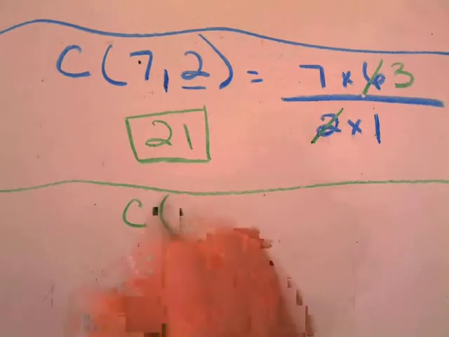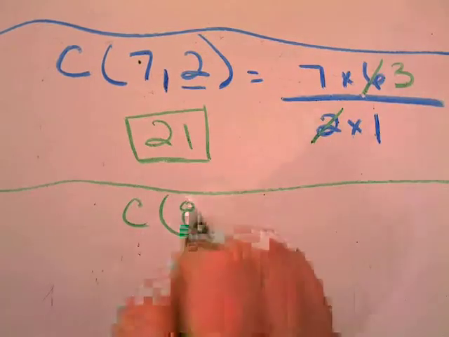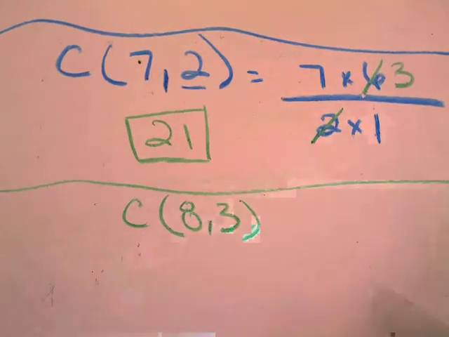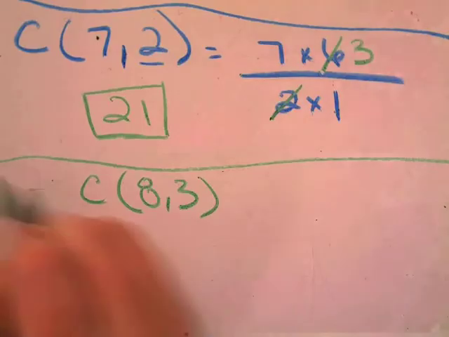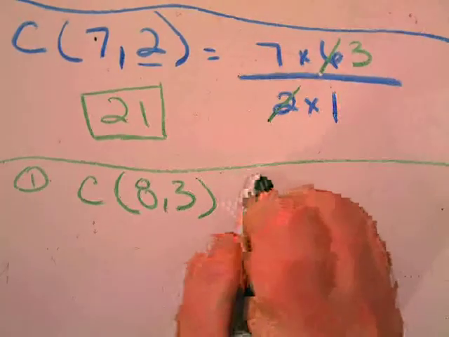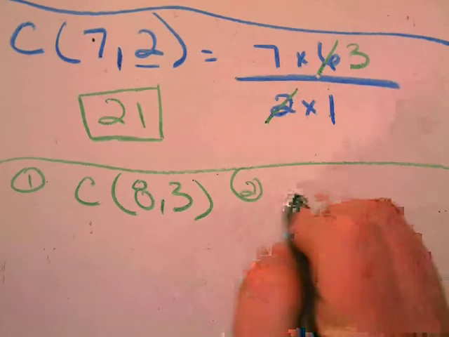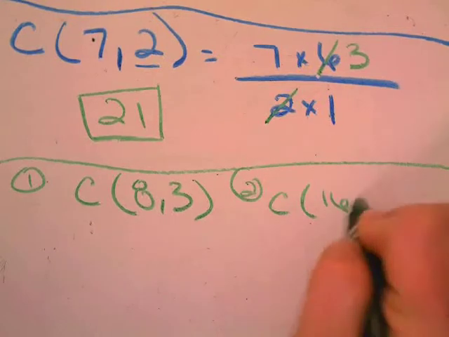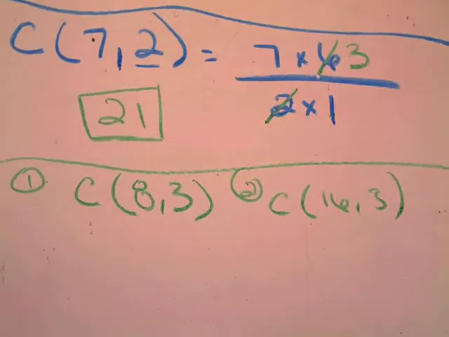Now you try. Find the combination of 8 and 3. And the combination of 16 and 3. Once you have your answer, you can unpause it and see if you got it right.